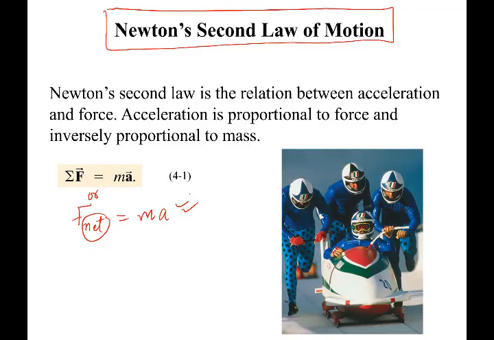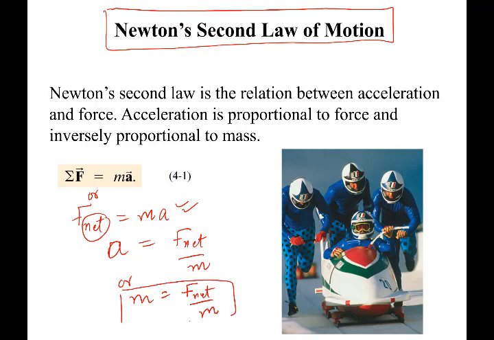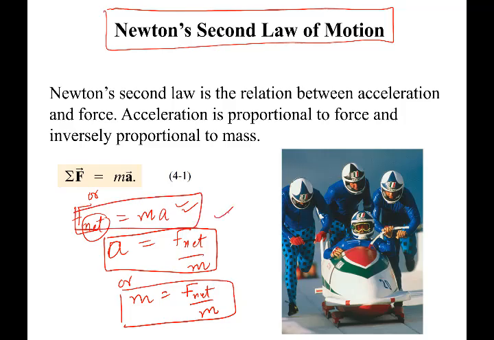If you are given the net force and you are given the mass, you can find acceleration by dividing both sides by m. You can find acceleration: a is net force over mass. But you can also use this to find mass by multiplying both sides by m and dividing by a. So three different ways you can use the same equation, either to find net force, acceleration, or mass.